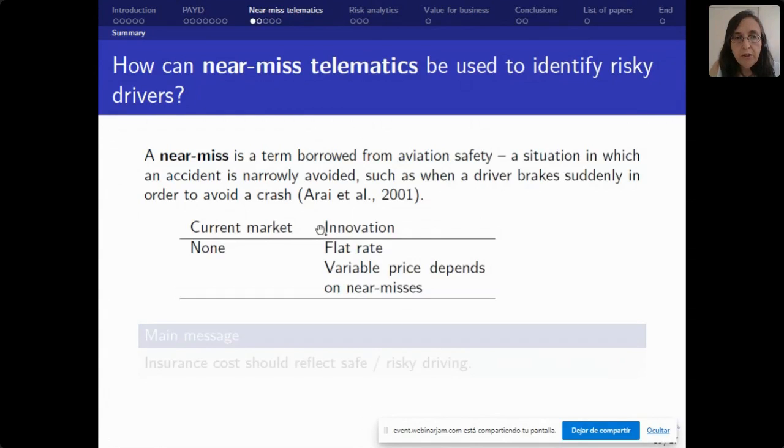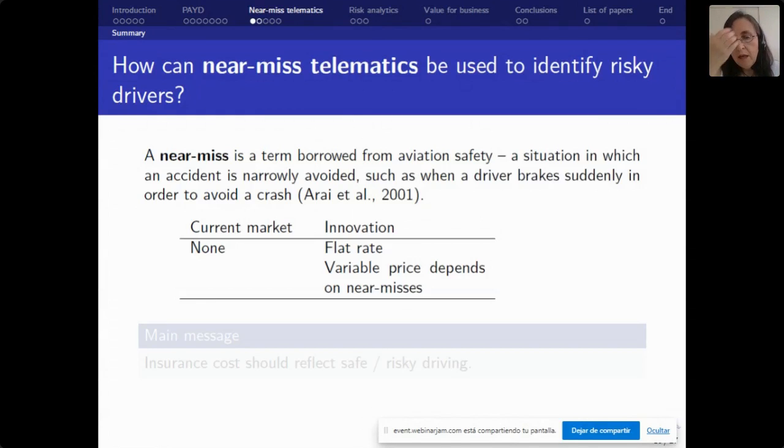So, okay, this is the summary. In the current market nowadays, no company that I know of is really looking at this. However, we researchers have already done this innovation, and what we propose is that instead of looking just at the accidents, we can look at the near misses, and then there's going to be a flat rate for insurance, but the price will depend on how many observations of near misses, because we know those near misses are correlated with accidents. So drivers who have more near misses will tend to have a higher risk of having an accident.